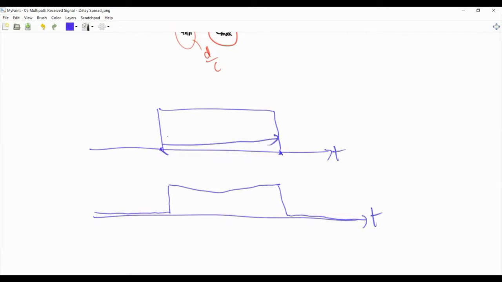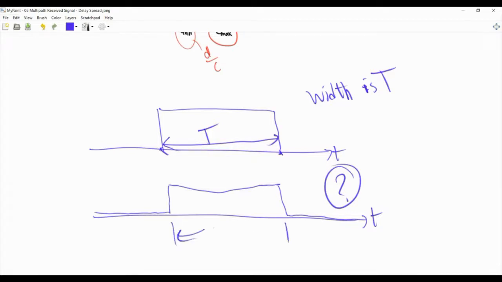Okay, so here, if this is big T, you can say the width is T. Here, what do you say? If this is big T, if really the amplitude here is negligible, not 0, most likely you will also get it at big T, right? But what if the pulse is not rectangular, it's something like this? So what is the width of this pulse?